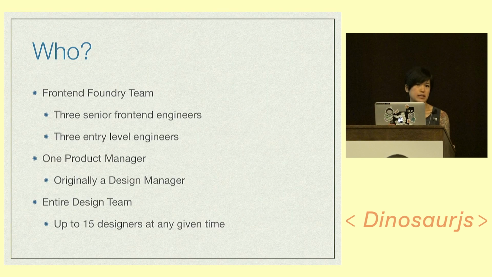And who was in charge of creating this design system? So we had a front-end foundry team, and that consisted of 3 of our most senior front-end engineers and 3 of our entry-level engineers. So these were some engineers that we had hired straight out of boot camps and were tasked with creating a lot of the foundational components for our design system. We had a product manager, and our product manager originally was a design manager, which gave him a really good understanding of what a design system needed. And typically it included almost our entire design team, because our design team was creating designs around all of the components that would go into the design system.